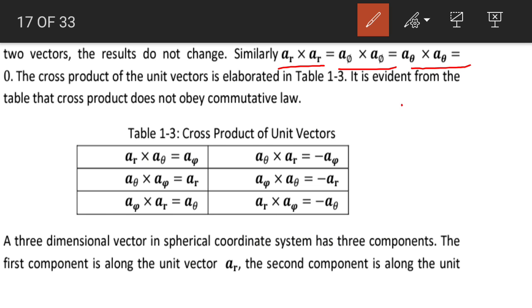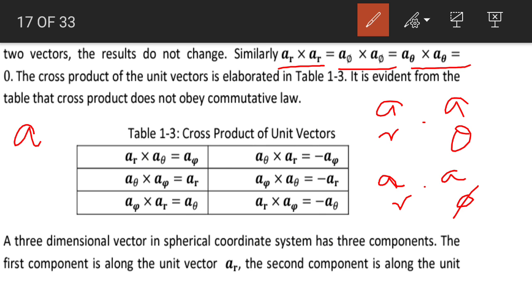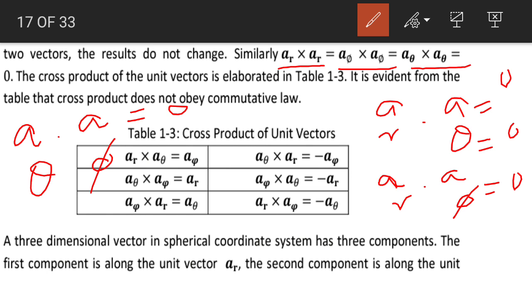Well, aR dot aθ will be equal to 0. aR dot aφ will be equal to 0, and similarly aθ dot aφ will be equal to 0. So this one results in 0, this one results in 0, and this one results in 0.